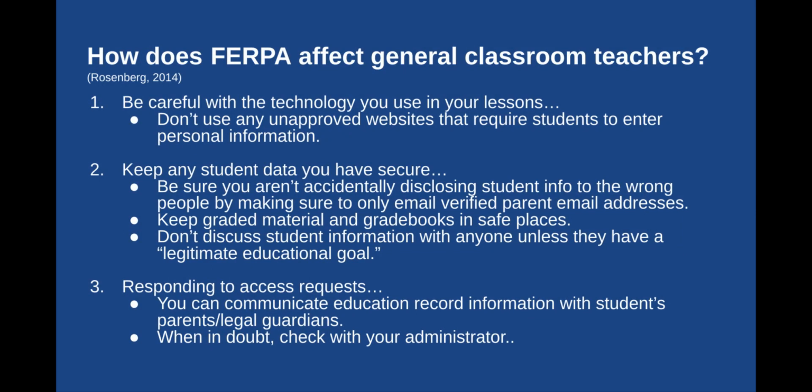We need to make sure we aren't accidentally disclosing student information to the wrong people. We need to keep graded material and grade books in safe places, and that includes computer screens when you're not at your computer. It is a good idea to lock that down so nobody else can get into it. And then also we want to make sure that we're not discussing student information with anyone unless they have a legitimate educational goal for that child. A third thing to remember for a general classroom teacher is responding to access requests. You can communicate education record information with the student's parents and legal guardians, but when you are in doubt, check with your administrator.